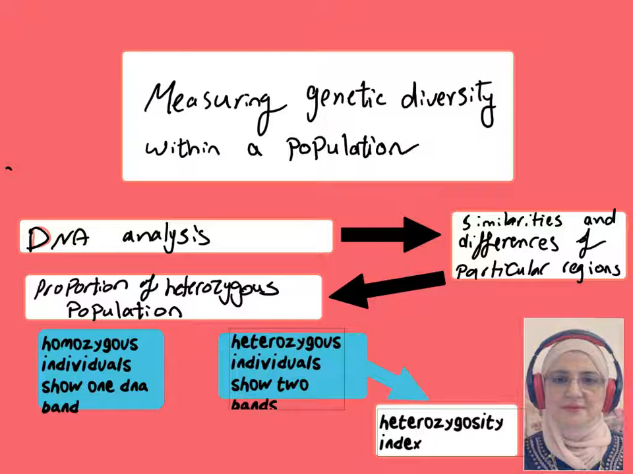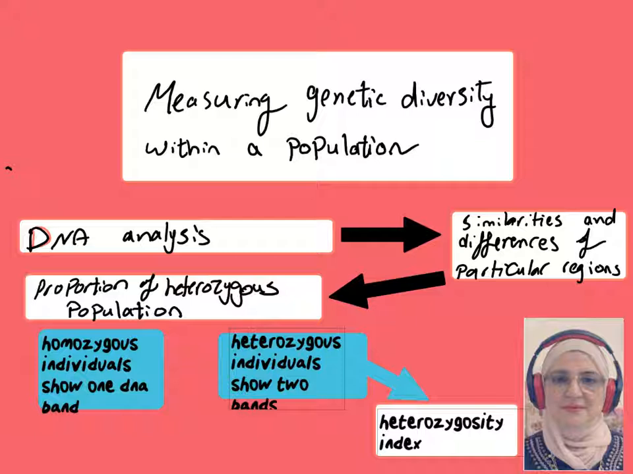But how to measure genetic diversity within a population? We said that we are going to analyze the DNA. Analyzing the DNA will give you a pattern of some similarities and differences of particular regions on the chromosome that we call, if you remember, VNTR, variable number tandem repeats. Those patterns are going to show the degree of heterozygosity in the population.